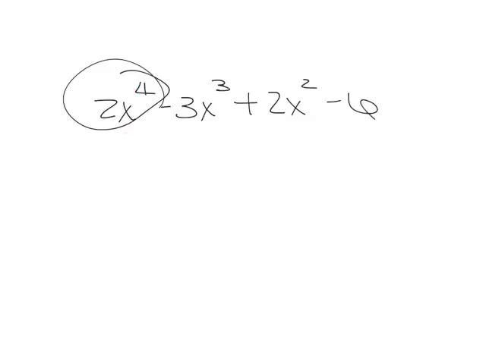Alright, so we're in descending order. The degree of the polynomial is 4. My constant term is -6. My lead coefficient is 2, and that gives you the definitions there on page 17.